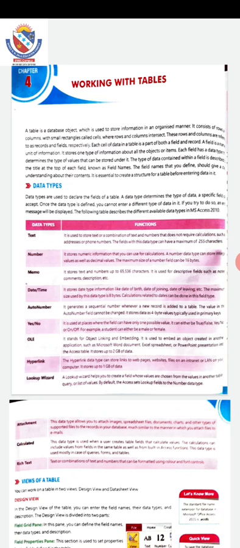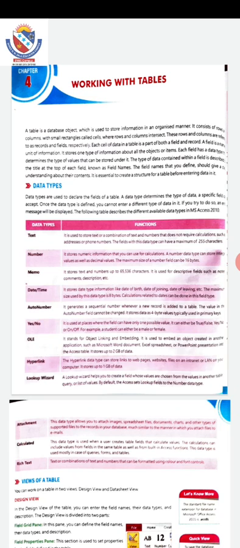So the first one is text. It is used to store text or a combination of text and numbers that does not require calculation, such as an address or your phone number. Fields with this data type can have a maximum of 255 characters. So for your phone number and your address, you can enter an alphanumerical value in this text data type.